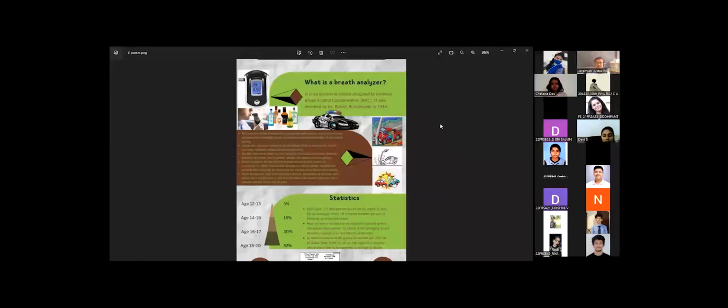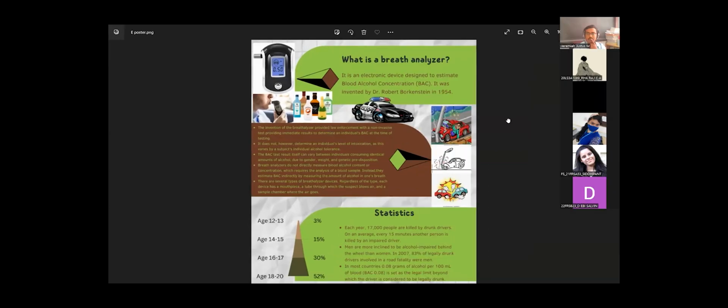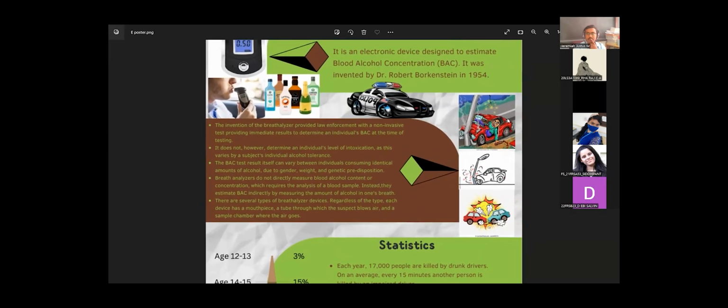Let's see about it. In the 1950s, Dr. Robert Borkenstein of the Indiana State Police invented the breath analyzer, a type of breath alcohol testing device used by law enforcement agencies. Nowadays, people commonly say breath analyzer when they refer to an alcohol test. However, Breathalyzer is actually a brand name. Now, let's understand the working of this competent instrument.